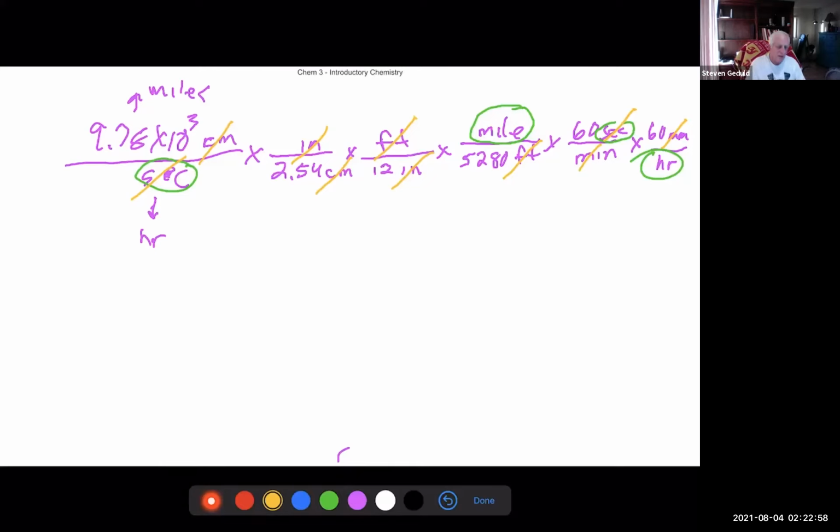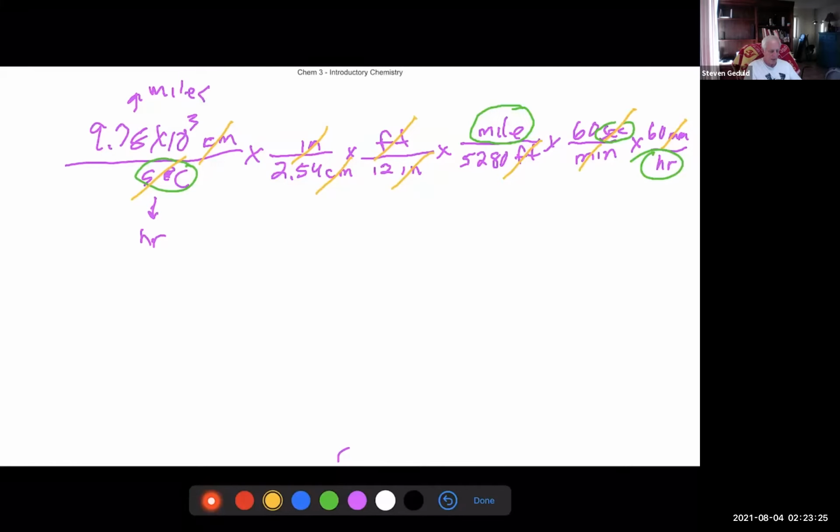So doing the math, most students are going to make the mistake. They'll go 9.78 times 10 to the 3 divided by 2.54 times 12 times 5,280 times 60 times 60. You don't group them together. If the number is on top, you hit multiply. If the number is on the bottom, you hit divide. Just keep it really simple. I'll go through what I do on my calculator.